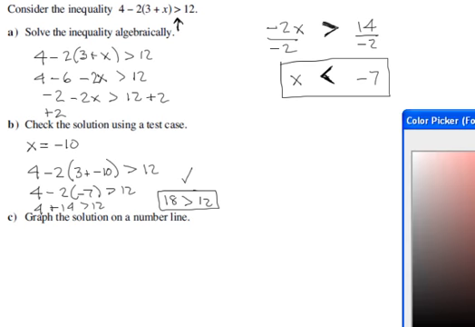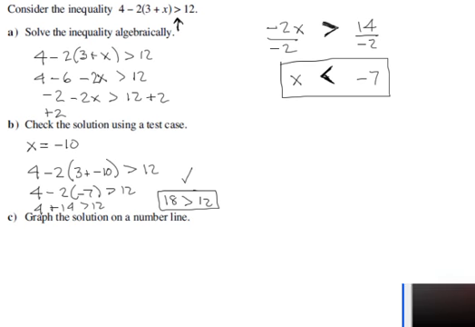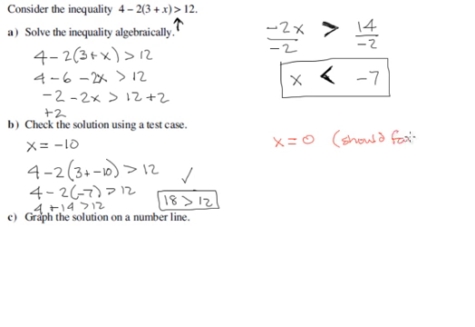And another way you can check these, this generally isn't necessary, but I'll show you. If you take a number that isn't lower than -7, let's say if x equals 0, this should fail. Right? This is saying the inequality is fine as long as x is lower than -7. So I'm taking 0, which isn't lower than -7.